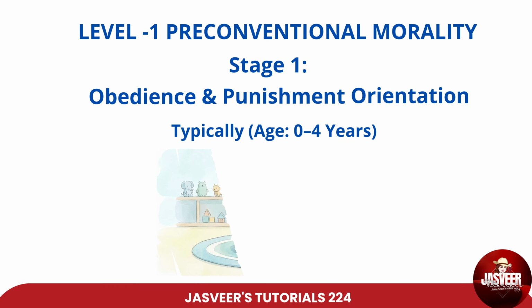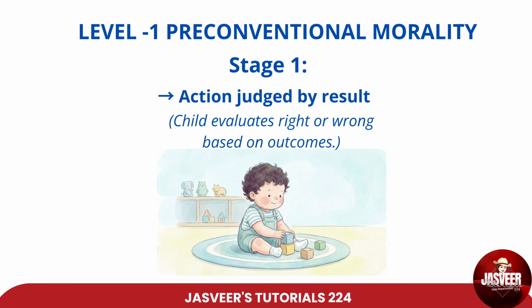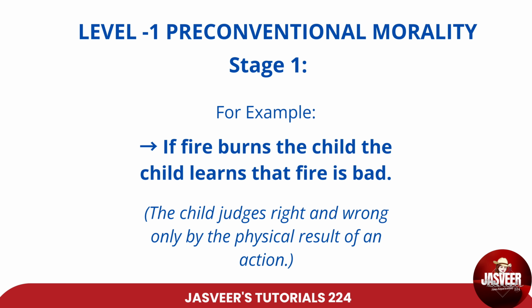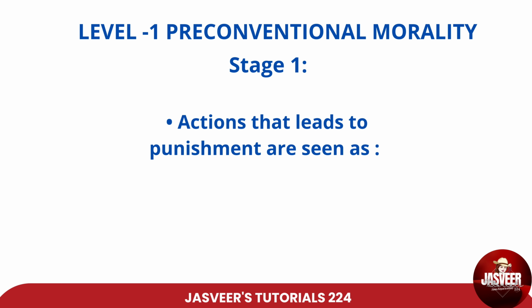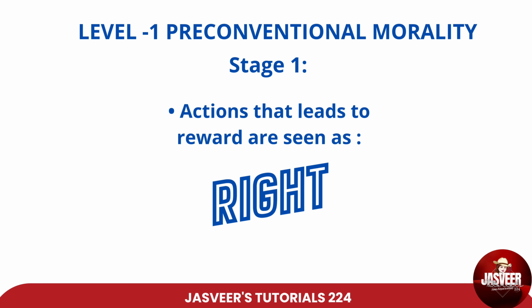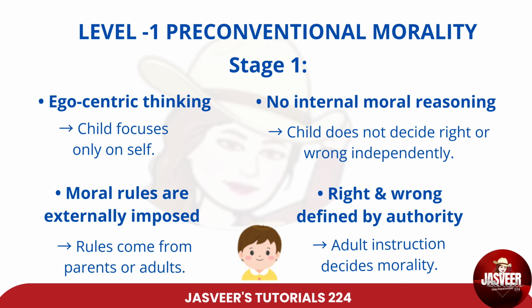This stage usually covers the age group of 0 to 4 years. At this stage, a child decides whether something is right or wrong only by looking at the result. If fire burns, the child learns that fire is bad. If an action brings punishment, it is considered wrong. If an action brings reward, it is considered right. So morality here is based completely on reward and punishment. The child is egocentric and moral rules come from outside, not from the child's own thinking.